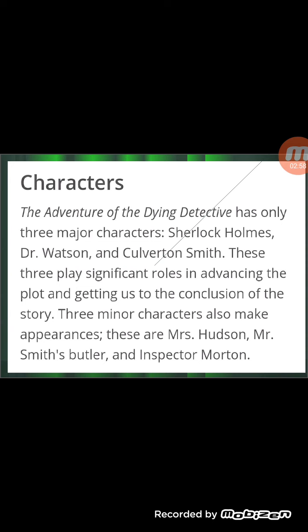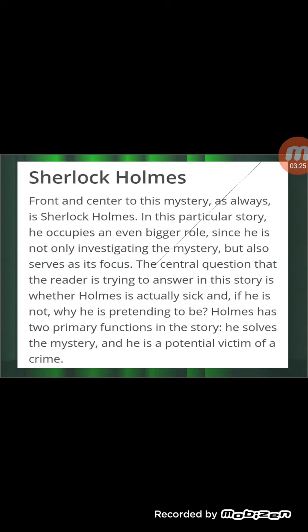The main characters are here. The Adventure of the Dying Detective has only 3 major characters: Sherlock Holmes, Dr. Watson, and Calverton Smith. These 3 play significant roles in advancing the plot and getting us to the conclusion of the story. 3 minor characters also make appearances. These are Mrs. Hudson, Mr. Smith's butler, and Inspector Morton.